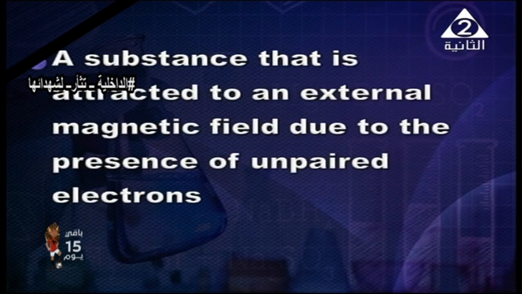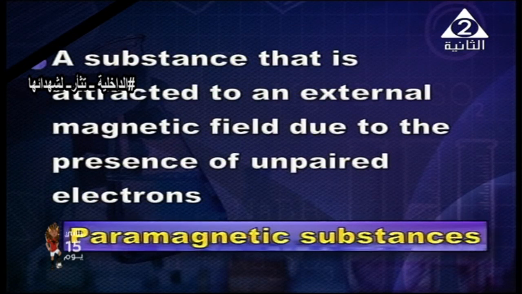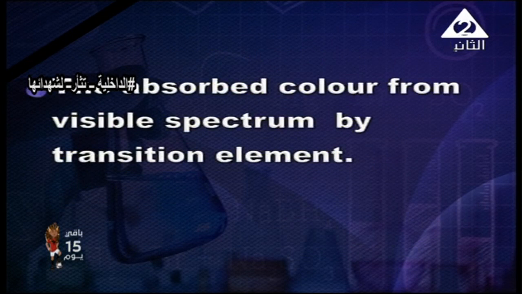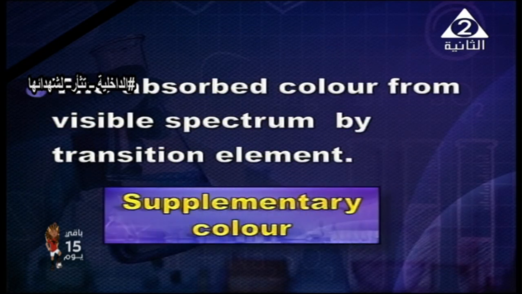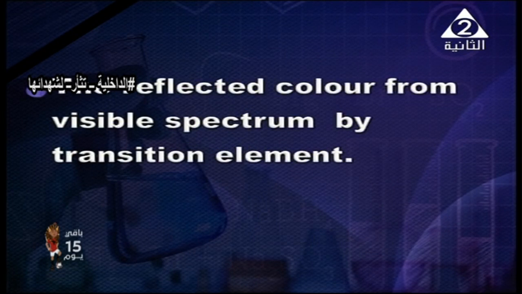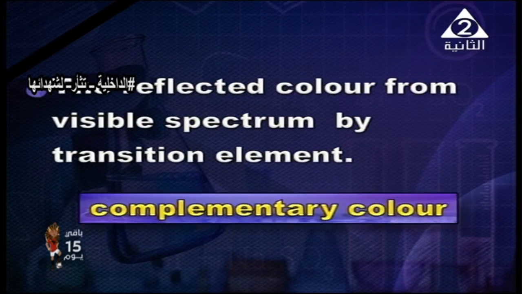Next point. A substance that is attracted to an external magnetic field due to the presence of unpaired electrons. If you think about it, yes, it will be paramagnetic substance. Next point. The absorbed color from the visible spectrum by transition element. If you think about it, yes, it will be supplementary color. Next point. The reflected color from the visible spectrum by transition element. If you think about it, yes, it will be complementary color.